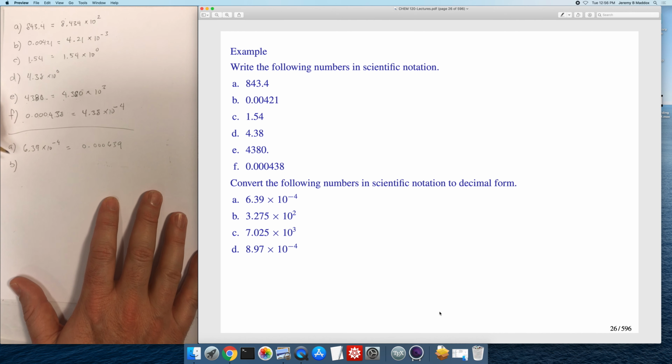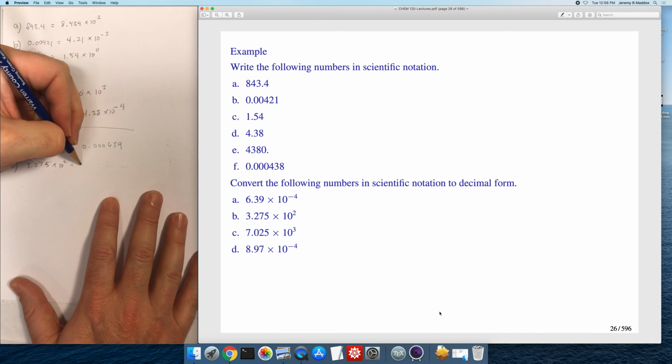For part B, we have 3.275 times 10 to the 2. We're going to move, since this is a positive power, we're going to move it to the right 2 places to make it bigger.